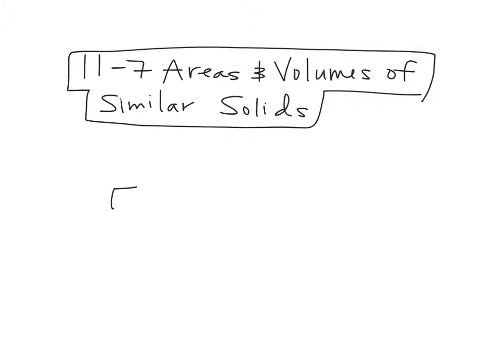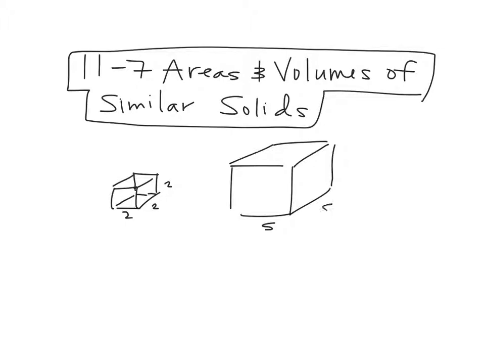Because if you think about it, like a cube, for instance, all the sides are the same. So if you set up a scale factor, for instance, if this is 2 by 2 by 2, and then you have one that is 5 by 5 by 5, okay, your scale factor is going to be 2 to 5, or 2 to 5, or 2 to 5, right? So every single cube is proportional to every other cube. Same goes for spheres, because your radius is a radius no matter where you put it in a sphere, okay? So those two will always be similar. They will always be proportional to each other.